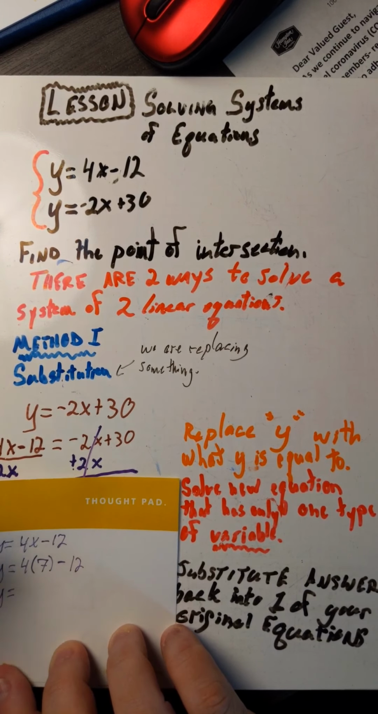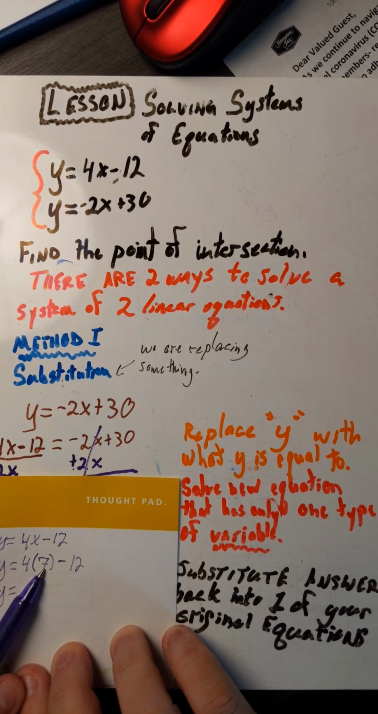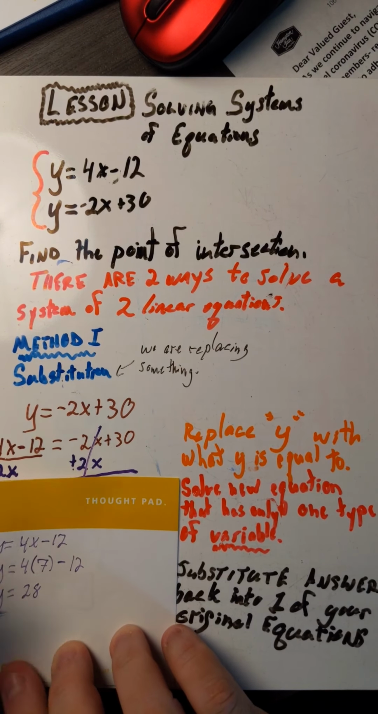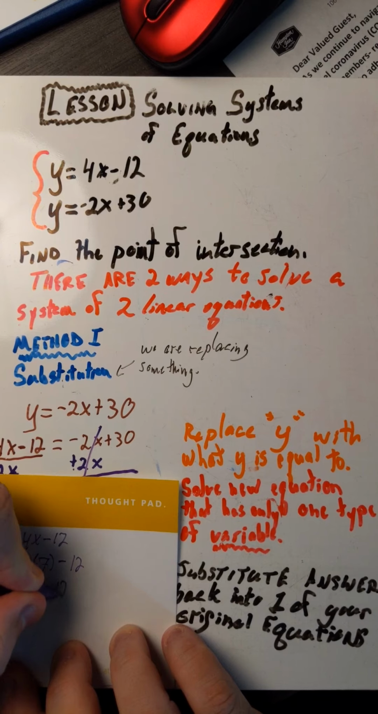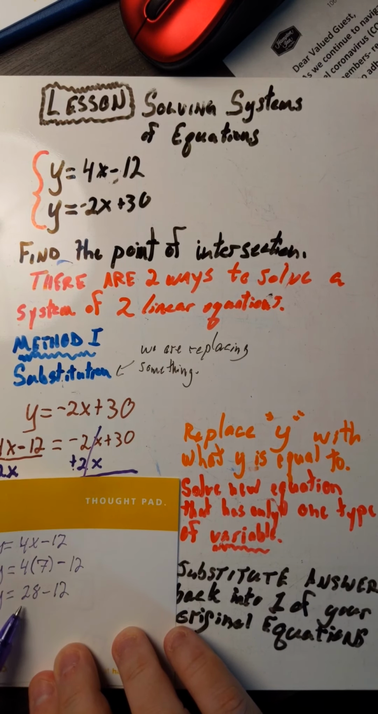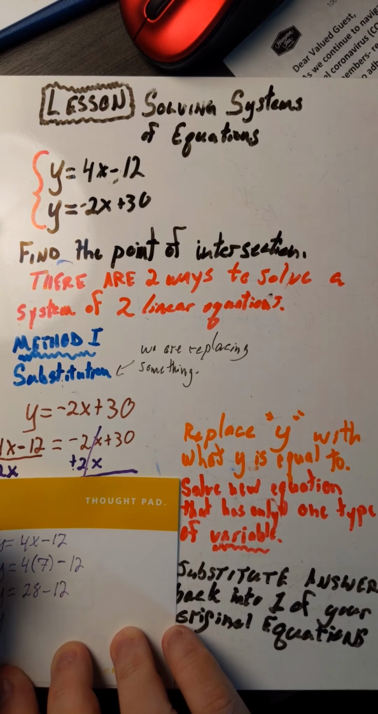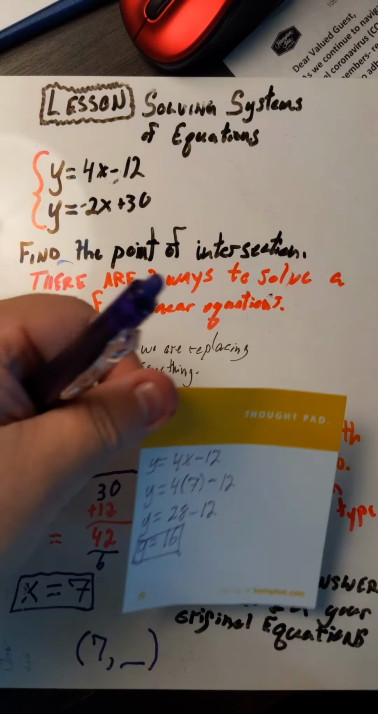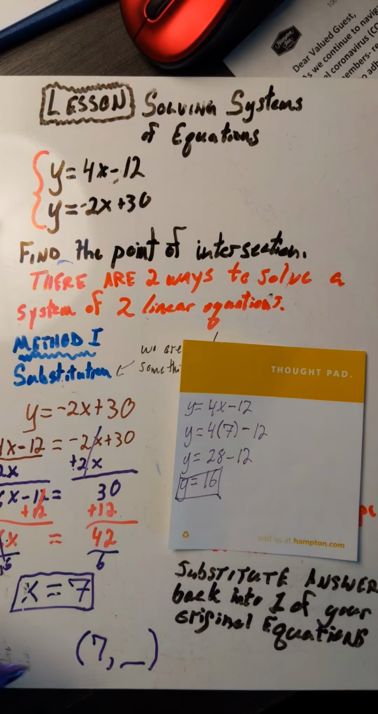We get y equals 4 times 7 is 28, and then we're subtracting 12. All right, so 28 minus 12 is 16. So y should equal the value 16. This is our y value. I'm going to move this over here, and then we can write that on our board. This will be our final solution: (7, 16).